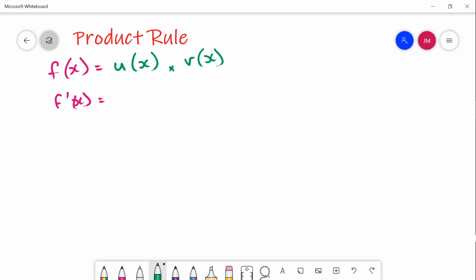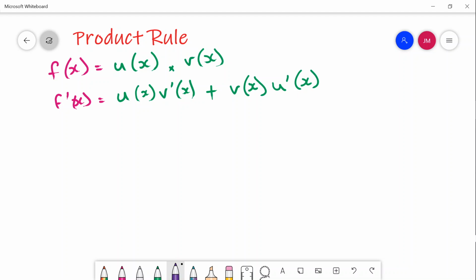We go the original u times the derivative of v plus the original v times the derivative of u. In the other notation, you could write it as dy/dx equals u times dv/dx plus v du/dx. Okay, let's have a look at an example.